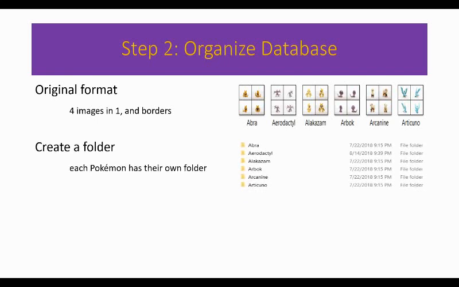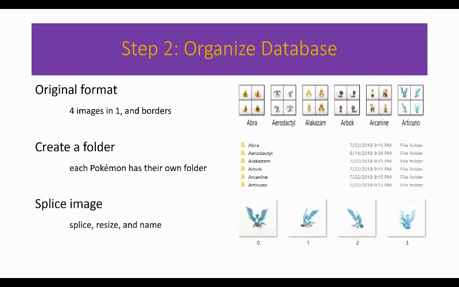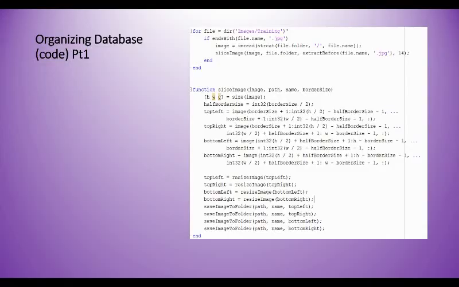First, if the name of the image did not exist as a folder, I would create it. Then, I would splice the image in 4 in such a way that the borders would no longer show. While doing this, I also resized all the images to 512 by 512 and named the images 0, 1, 2, and 3 and placed them in their respective folders.